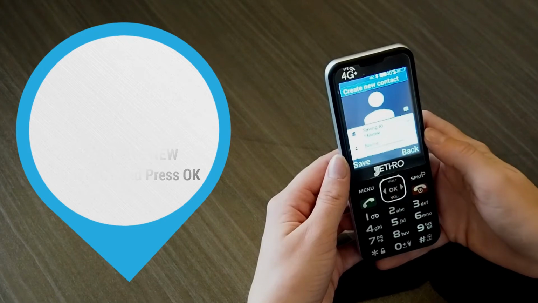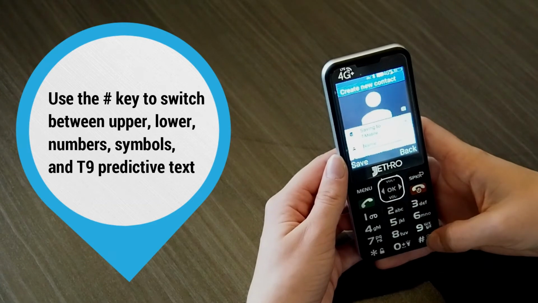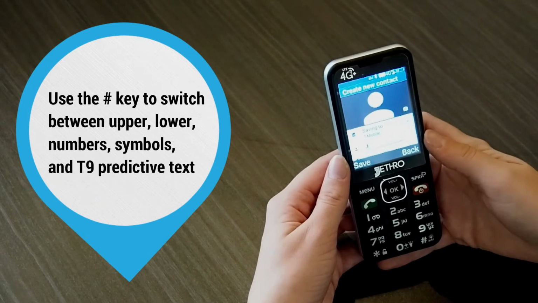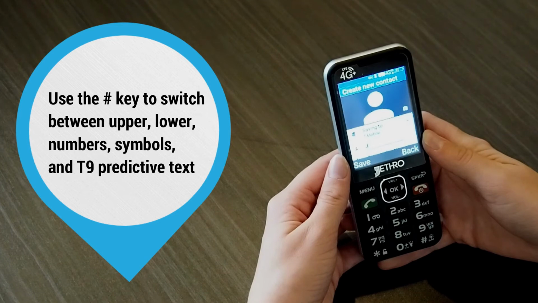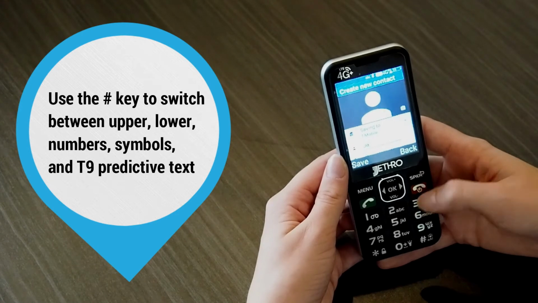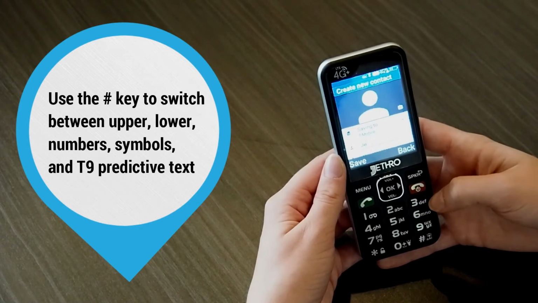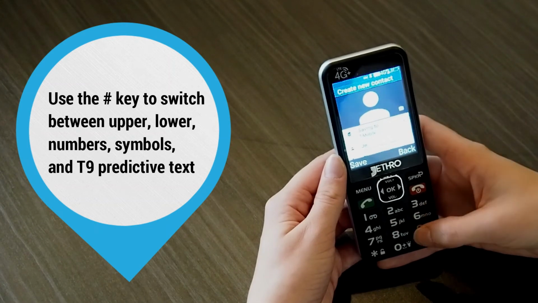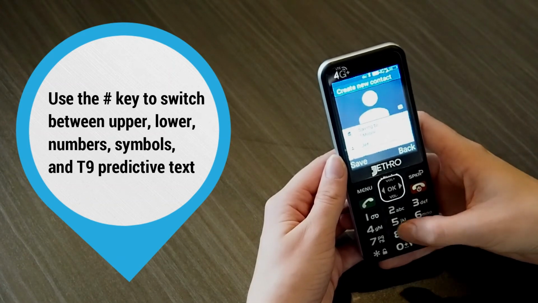Now here you can add the name. We'll select pound to change to uppercase letters. You can also use pound to switch in between uppercase, lowercase, numbers, symbols, and for predictive text. Now we'll continue spelling out Jethro. We'll press twice on number 3 to reach E because it's the second character. And we'll continue doing this until we spell out Jethro.